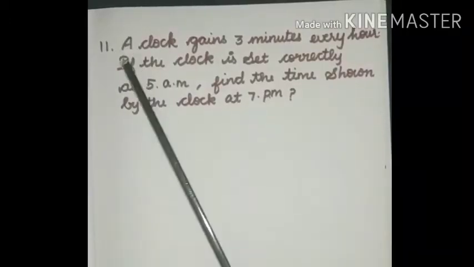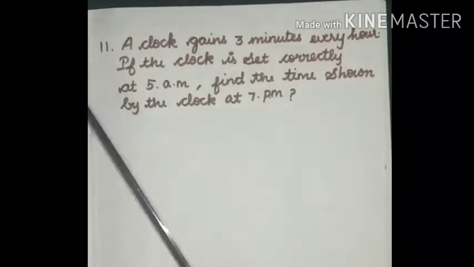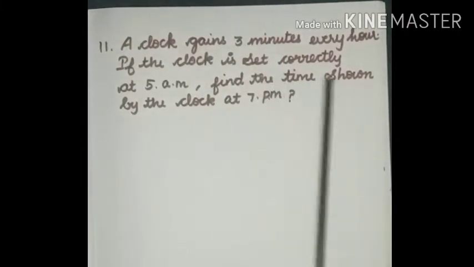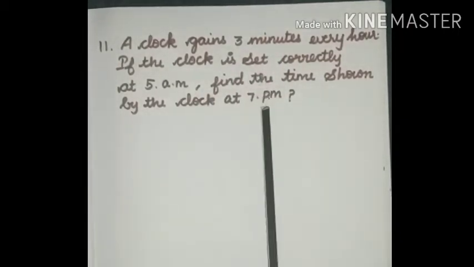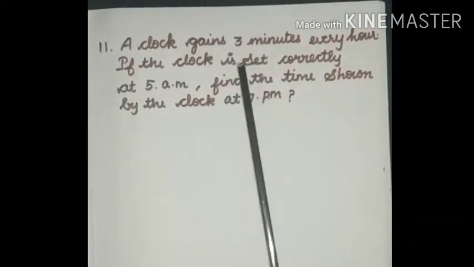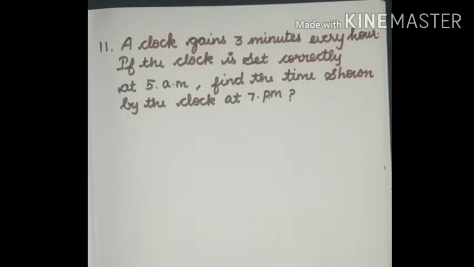11th sum. A clock gains 3 minutes every hour. If the clock is set correctly at 5 am, find the time shown by the clock at 7 pm. See here, the given question is a clock gains 3 minutes every hour. That is, time increased 3 minutes for every hour.